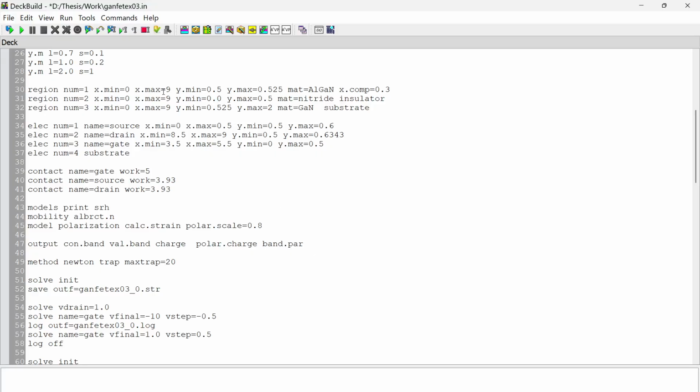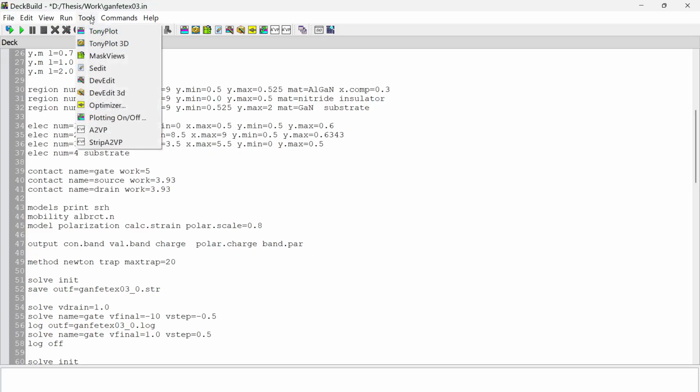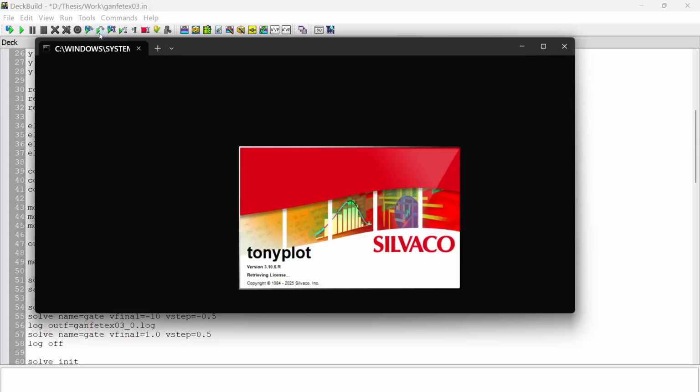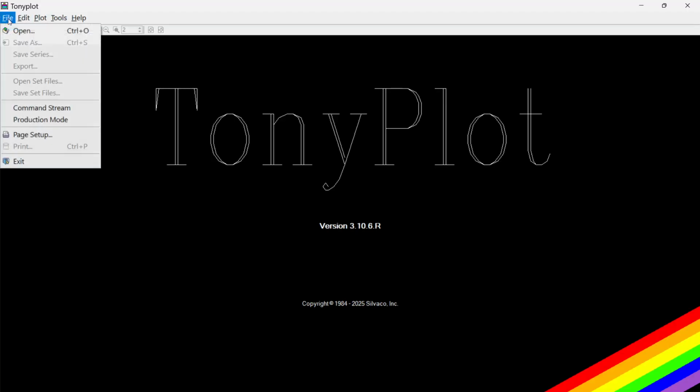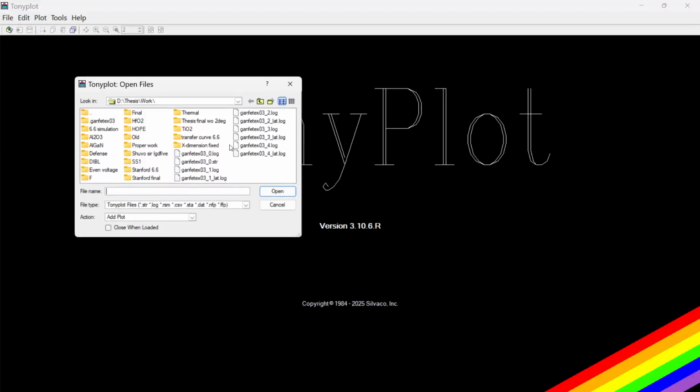In order to calculate the 2-DEG sheet carrier density in high electron mobility transistors, or HEMTs, what you will need to do is, at first, open the structure file that you have already simulated. Let's say we are using this structure.